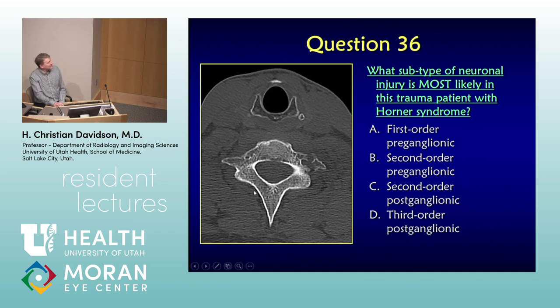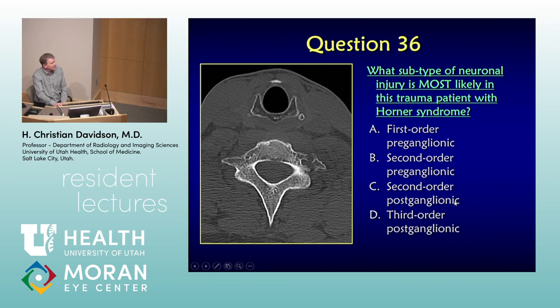So down here, you're actually getting the second order neurons. So the answer here is second order preganglionic. First order would be the neurons that come from the hypothalamus down to the ciliospinal center. So the brain to spinal cord is the first order. The second order are the ones that come out with a brachial plexus and then ascend toward the superior cervical ganglion. And the third orders are the ones that take off after that.